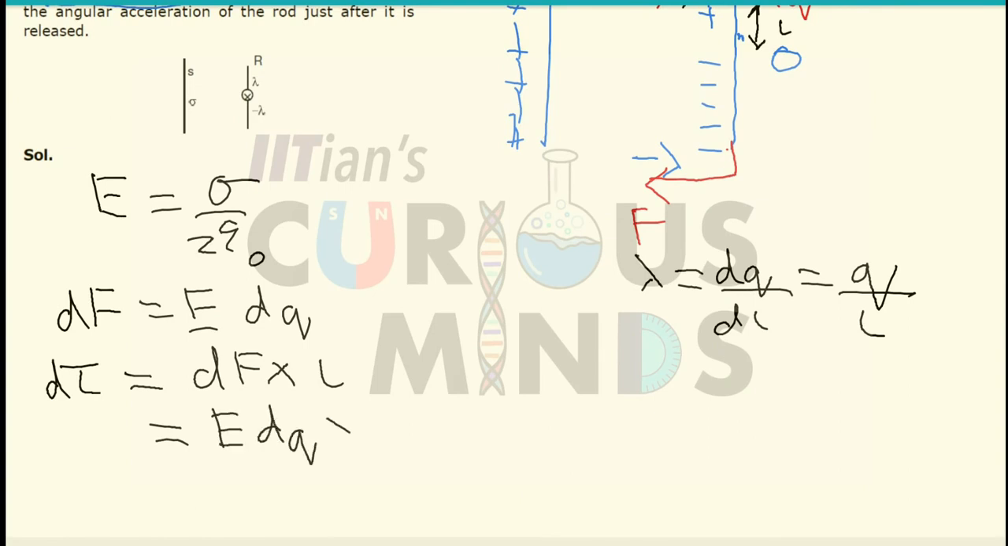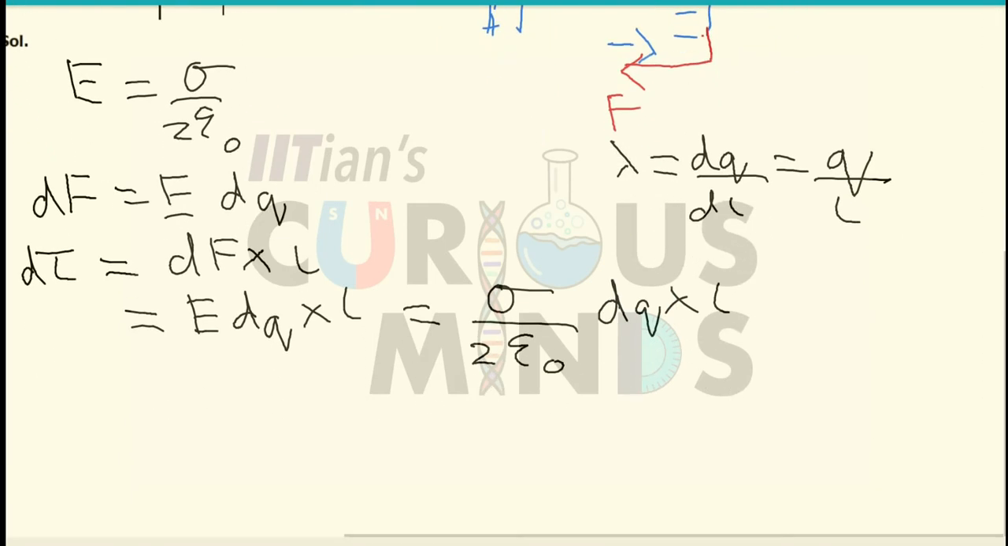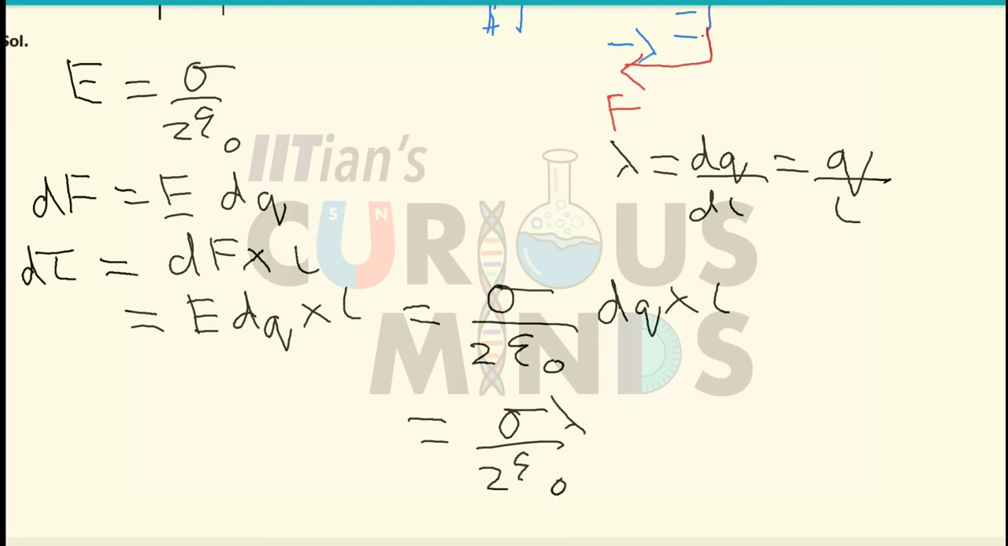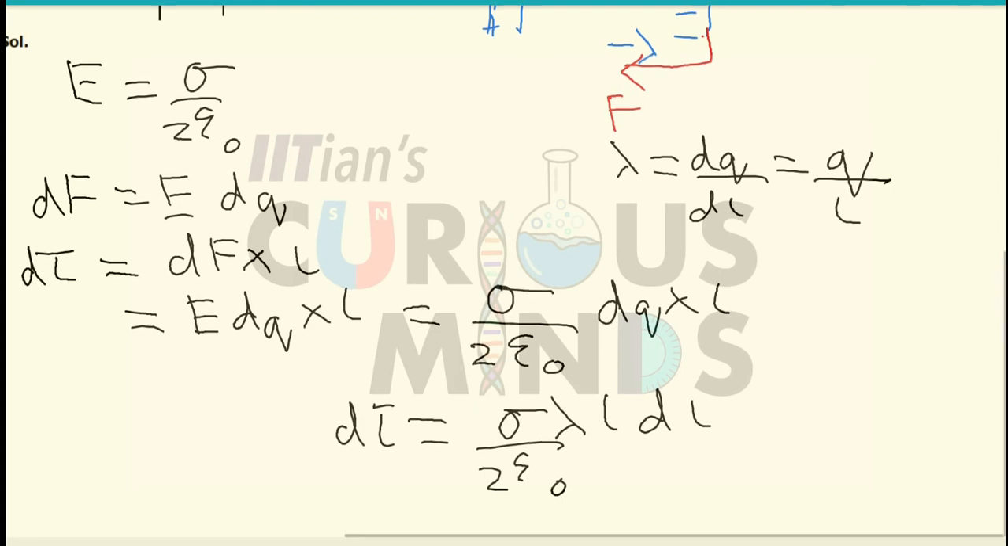So the torque will be E multiplied by l, where E is sigma divided by 2 epsilon naught. So it will be sigma divided by 2 epsilon naught into dq into l. Now dq can be written as lambda into dl, so this becomes sigma divided by 2 epsilon naught into lambda into l into dl. This is the small torque experienced by this small section of the rod.